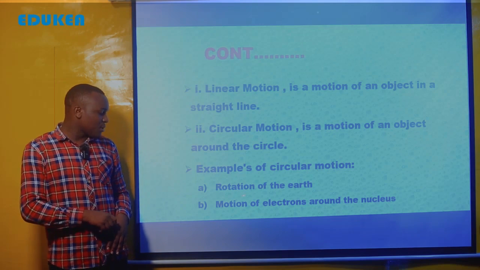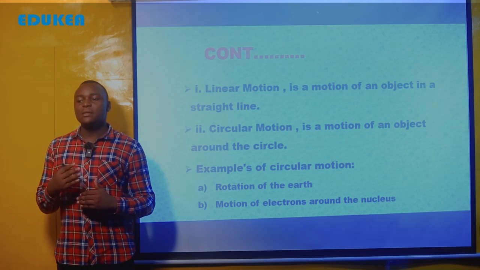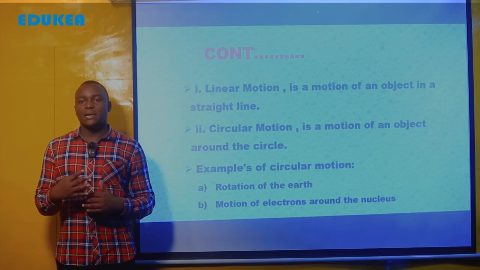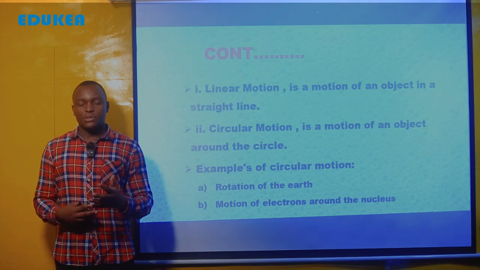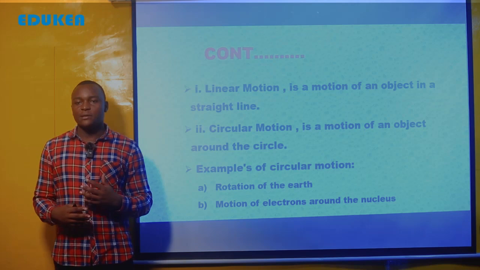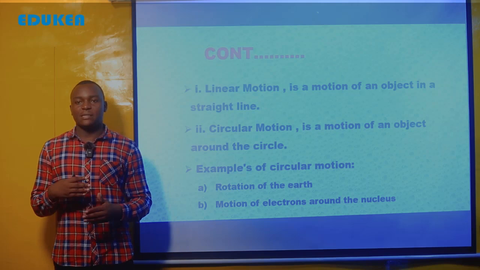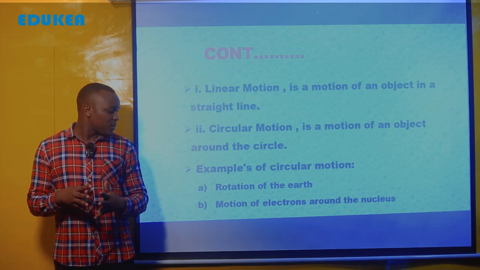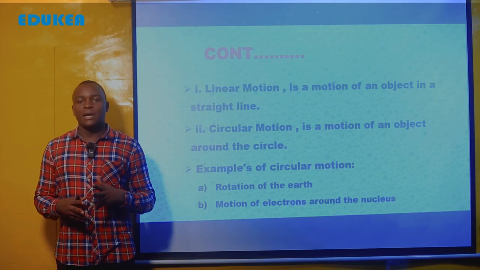Also, motion of electrons around the nucleus. Jinsi electron zinavyokuwa zina round au zinavyo move around ile nucleus is what we say is a kind of circular motion. Kwamba ni motion along a circular path, that is a circular motion. But linear motion is the motion of the body along a straight line.